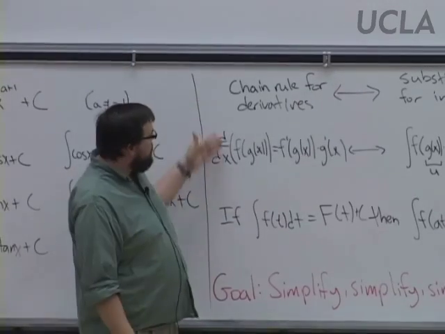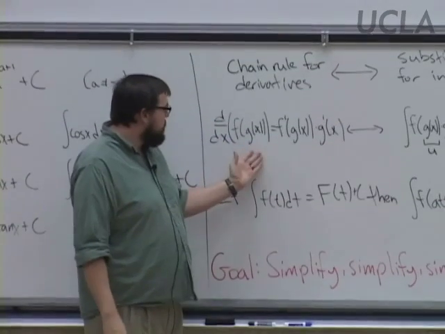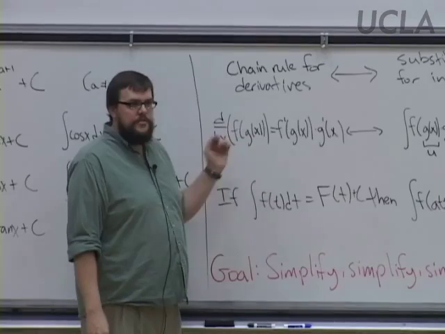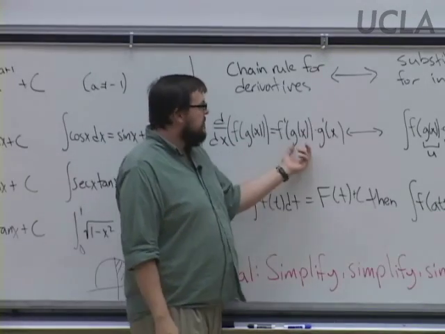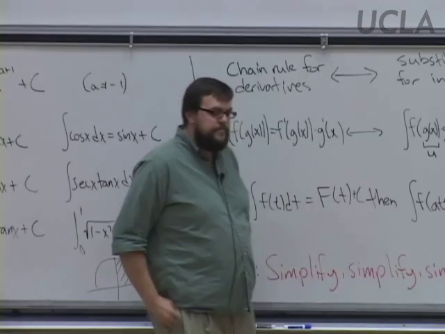So you might remember the chain rule says, how do you take the derivative of a function inside of another function, f of g of x? Well, it's very simple. You take the derivative of the outside function. Inside stays the same, times the derivative of the inside function.